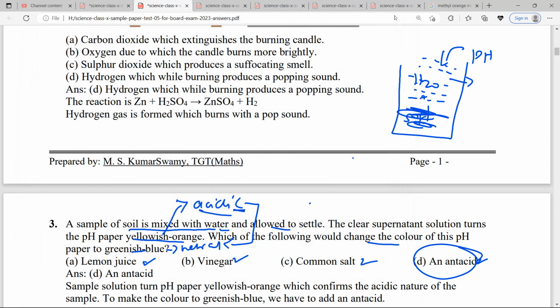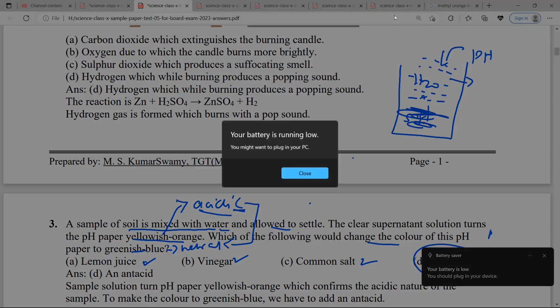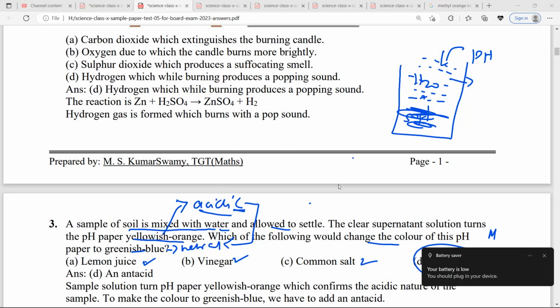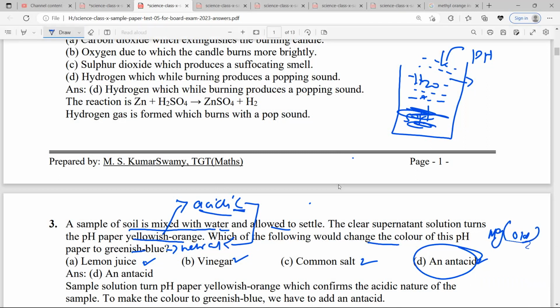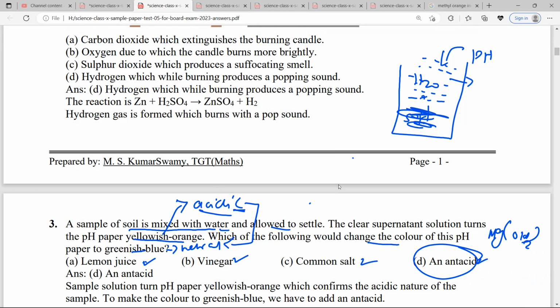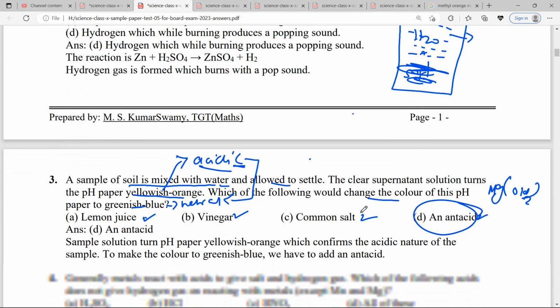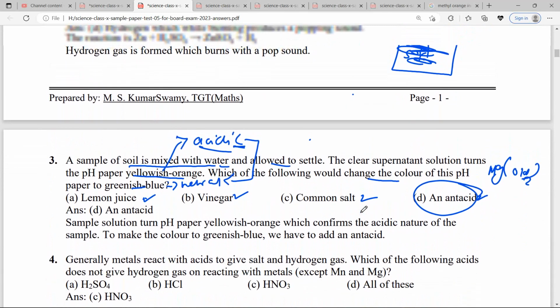Gelusil, what we have in our acidity sample, is nothing but magnesium hydroxide, or milk of magnesia, Mg(OH)2. Milk of magnesia. And the toothpaste we use in our day-to-day life is also a base. This is an antacid.